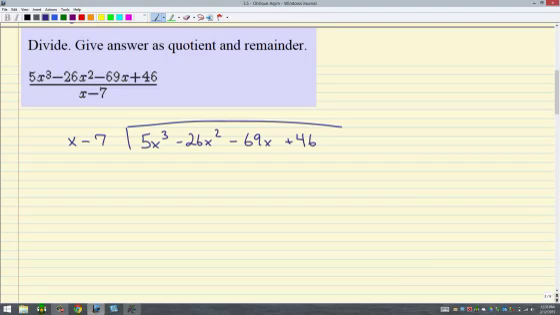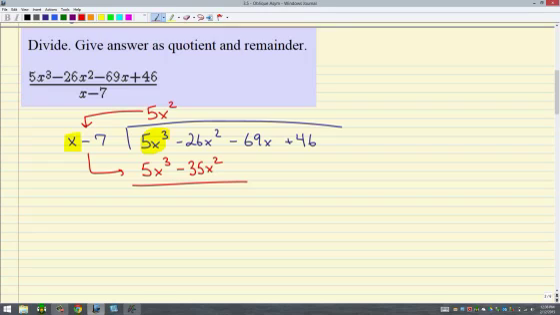And now what we're going to do is we're going to focus solely on the x term out in front. And we're going to say, what do you multiply x by in order to get 5x to the third power? What do you have to multiply that by? And whatever that number is, it goes up top. So we're going to multiply everything by 5x squared. So we're going to take 5x squared and we're going to multiply it by x minus 7. And then we're going to write it down below. So when we do this multiplication, we're going to get 5x to the third minus 35x squared.